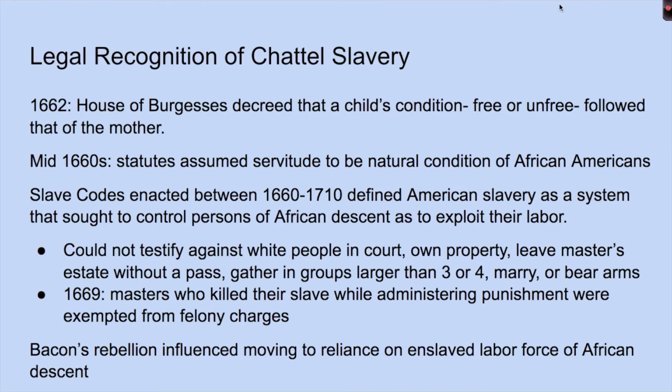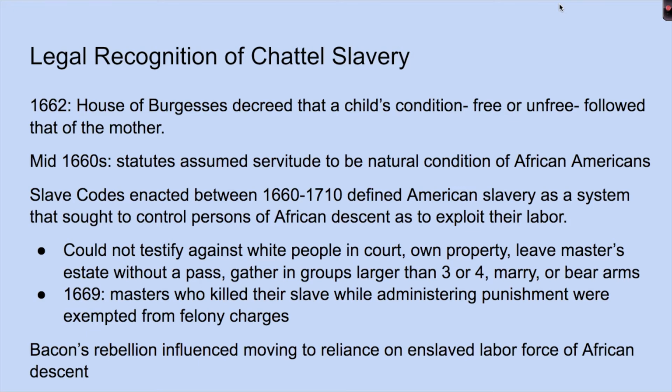So the legal recognition of chattel slavery will evolve in the colonies in the 1600s. For example, in 1662, the House of Burgesses will decree that a child's condition, whether free or unfree, will follow that of its mother. In the mid-1660s, you'll see statutes that assume that servitude is a natural condition of African Americans. We also will start to see slave codes enacted from 1660 to 1710, and these are going to end up defining American slavery as a system that sought to control people of African descent and to exploit their labor.